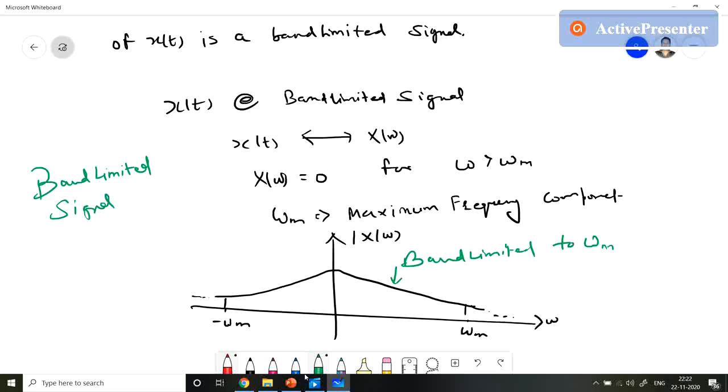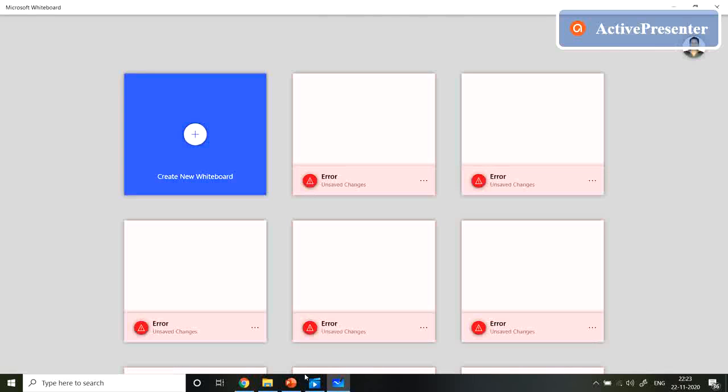So basically what is happening with the band limited signal? Where is the application of this band limited signal? The band limited signal plays an important role in sampling. Now let us do some problems.